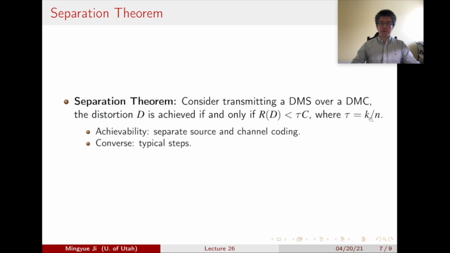Okay, so the conclusion here is basically identical to what we did for the source and channel separation theorem, without distortion. And again, this is an asymptotic result. If we consider finite block lengths, things can be different. Therefore, it still makes sense that we do joint source channel coding in practice.